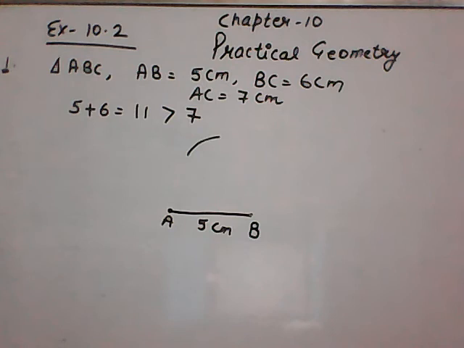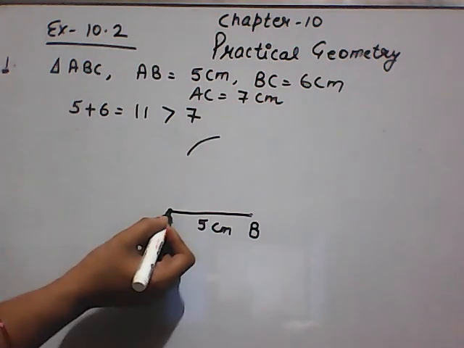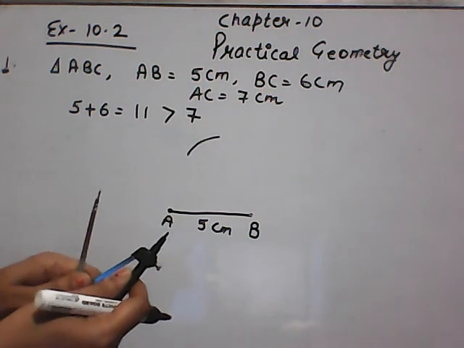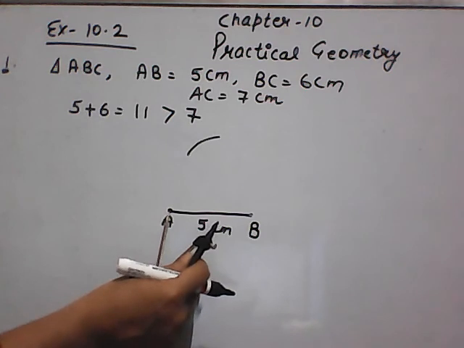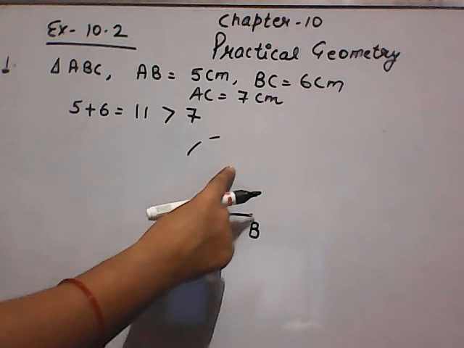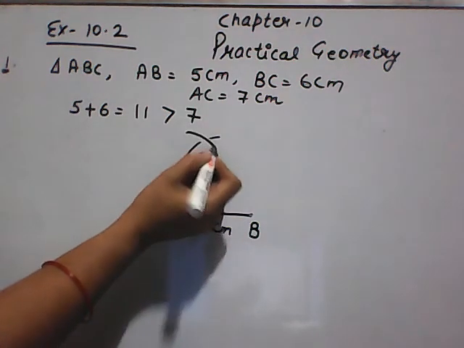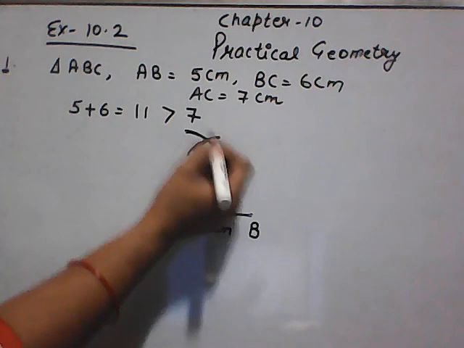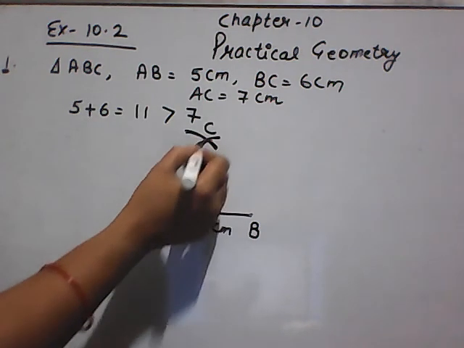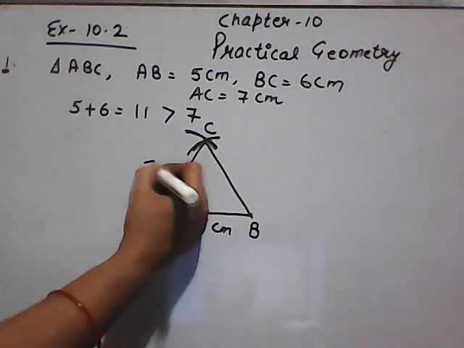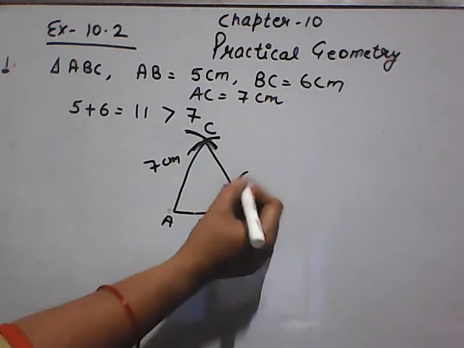Here AC is given to you 7 centimeter. Taking A as center, draw an arc of radius 7 centimeter. Open the compass to 7 centimeter with the help of the ruler. Put the needle on point A and draw an arc in this way. It is 7 centimeter. Now, where these two arcs intersect is point C. Now join AC and join BC. Here AC is 7 centimeter, BC is 6 centimeter.